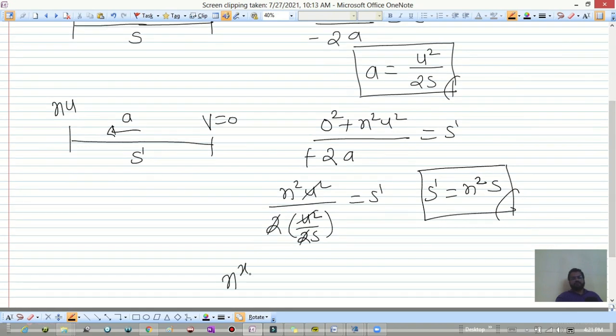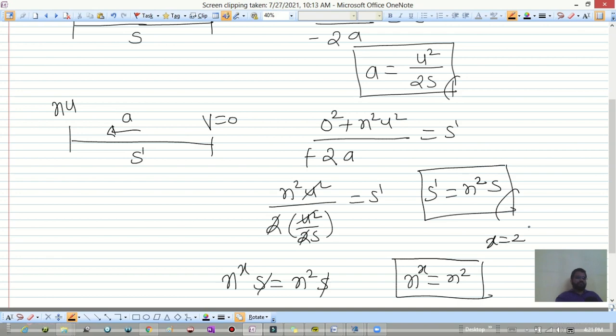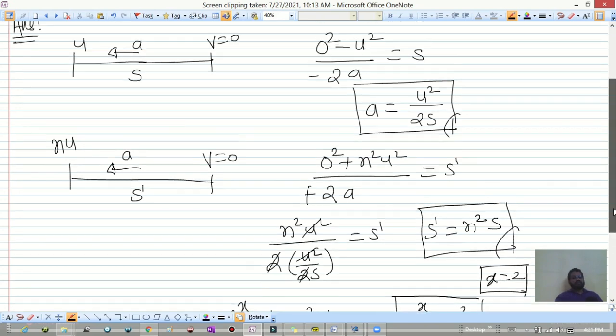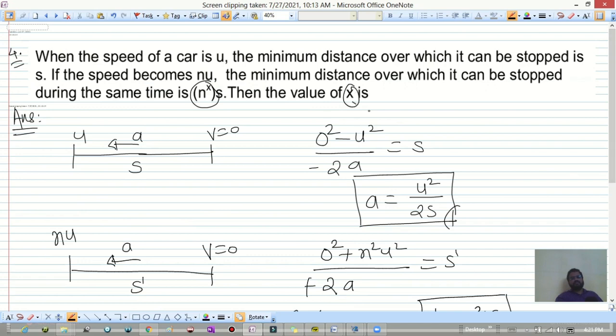We have to compare this with n to the power x into s, which is equal to n squared into s. The s's get cancelled. So n to the power x is equal to n squared, indicating what? x must be equal to 2. So the final answer for this is 2. I hope this is clear.